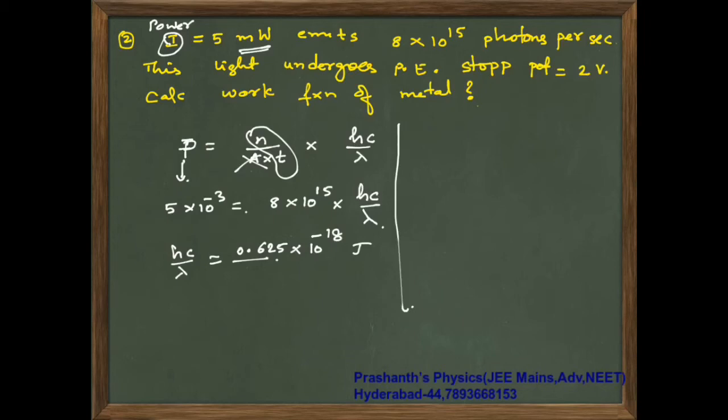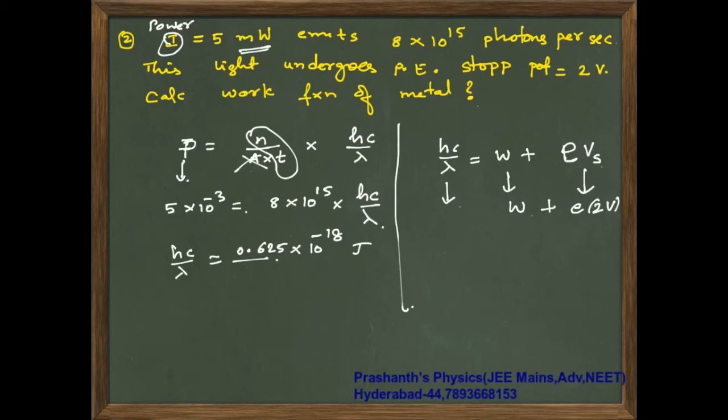Now, what are you supposed to do? Apply the photoelectric effect equation. So what is your photoelectric effect equation? hc by lambda is equal to work function plus kinetic energy, or stopping potential, e times Vs. First we need to express this hc by lambda in terms of electron volt, because your stopping potential is given as 2 volt. So it is 2 times e volt, which means 2 electron volt, plus work function.